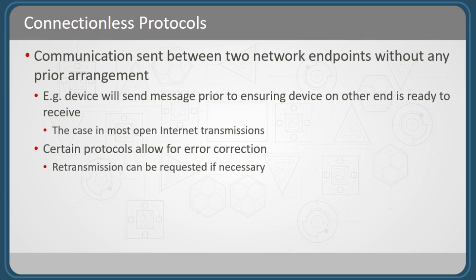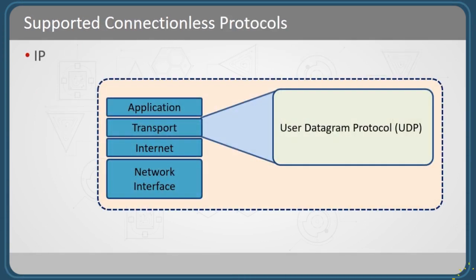Now, certain protocols can still allow for error correction. In other words, retransmission can be requested if necessary, but it typically is not the job of the connectionless protocol. It's usually one of the higher level protocols that will handle that retransmission. So some of the supported connectionless protocols include IP, UDP, the counterpart to TCP, ICMP, and IPX, and there are others, of course, but UDP is certainly one of the most common examples of a connectionless protocol.